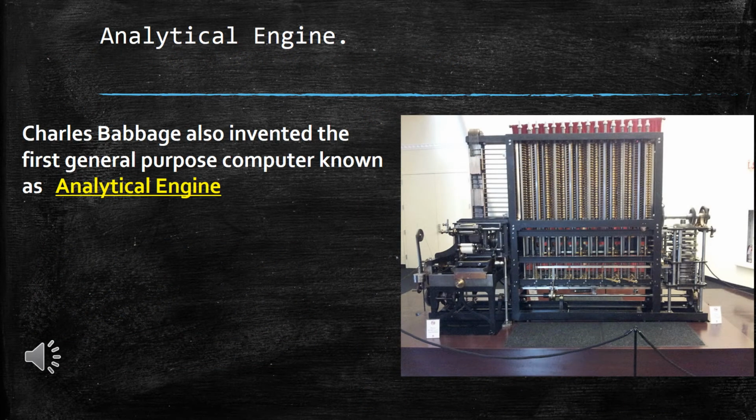The next one is the analytical engine. Charles Babbage also invented the first general purpose computer, known as the analytical engine. First he invented the difference engine, which we studied in the last slide, and later he went on developing it using more modern technology, and then he made the analytical engine, which is also known as the general purpose computer. You can see it in the picture. It was very big.